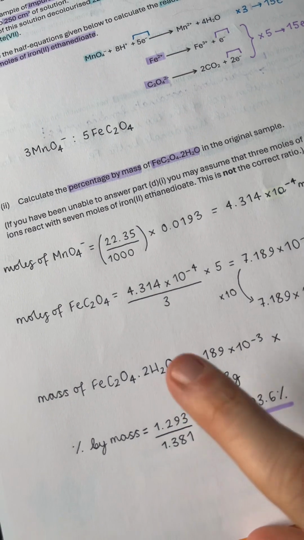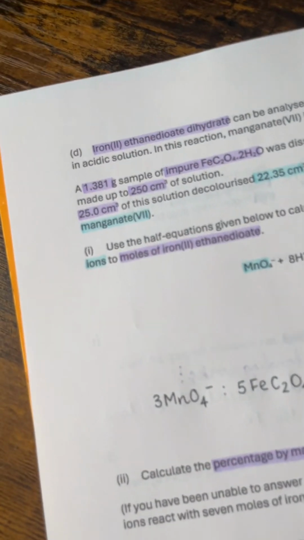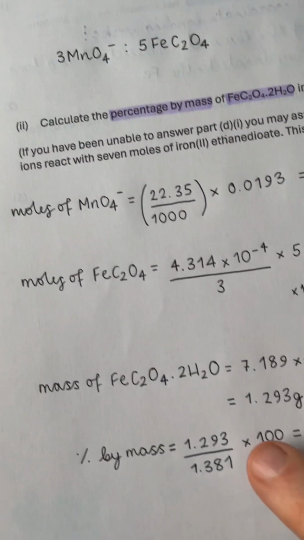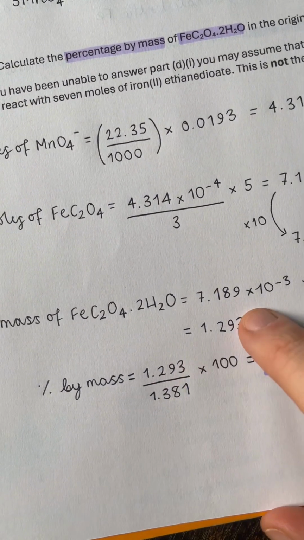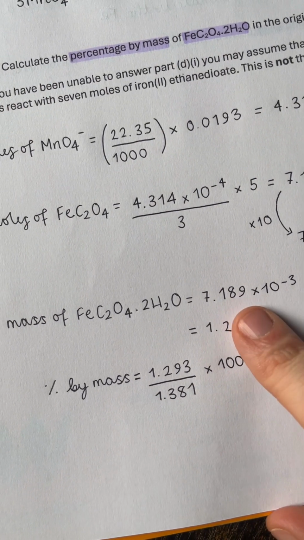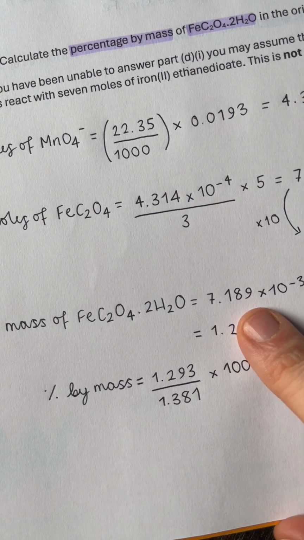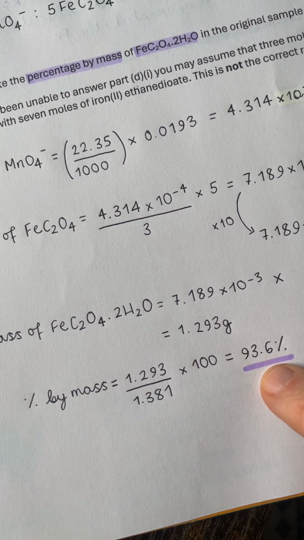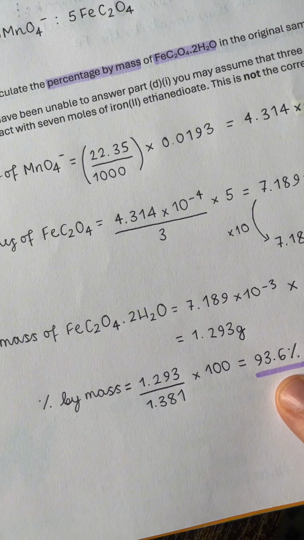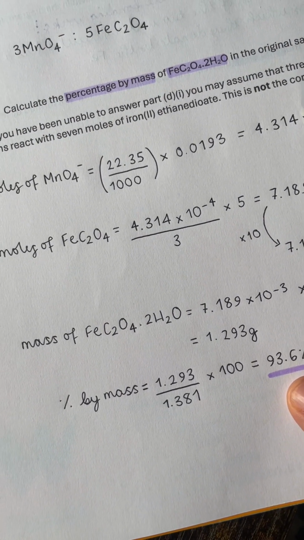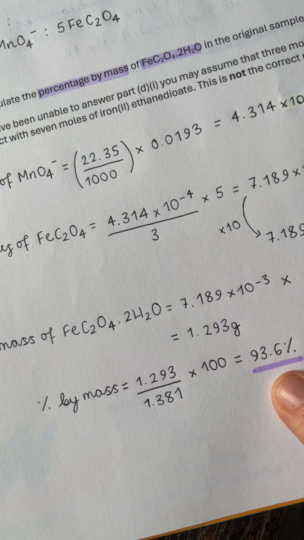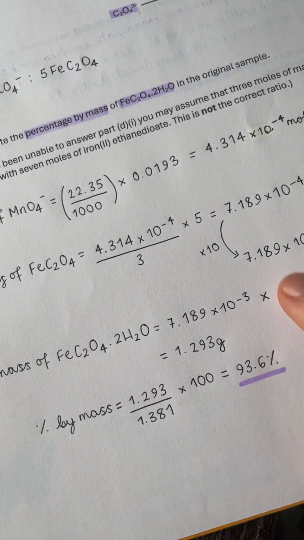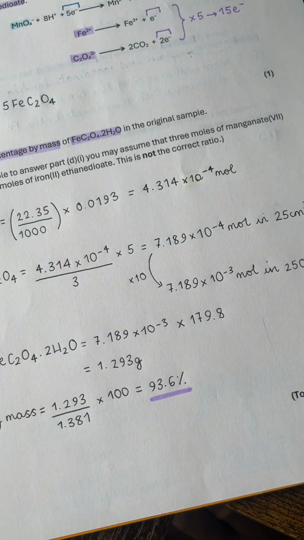And then to get the percentage by mass, we need the mass of the impure sample, which is 1.381 grams. And we're going to do 1.293 as the mass of the iron ethane dioate dihydrate divided by the mass of the impure sample times 100, and that tells me that 93.6% of that impure substance was the actual substance that we wanted to have to do the reaction. I will very quickly work out the MR and come back and show you what that is for there. My sincere apologies for that.